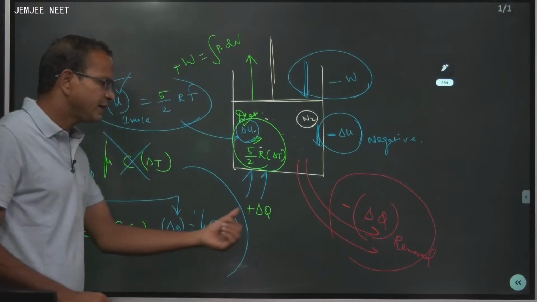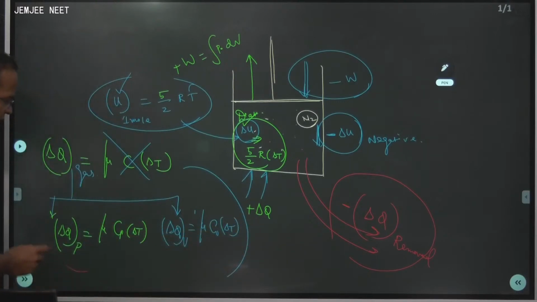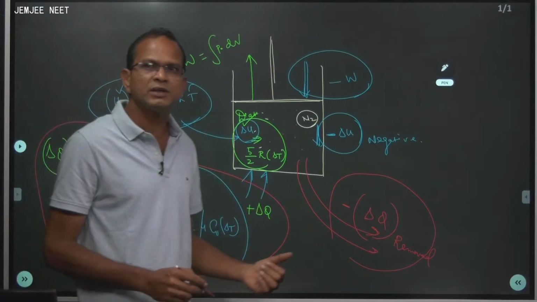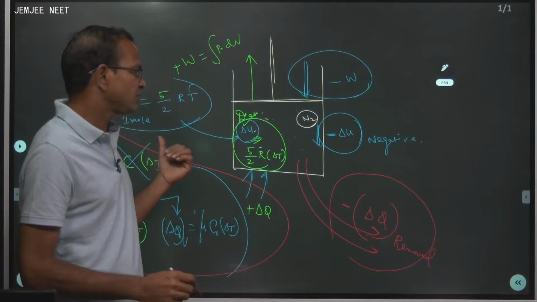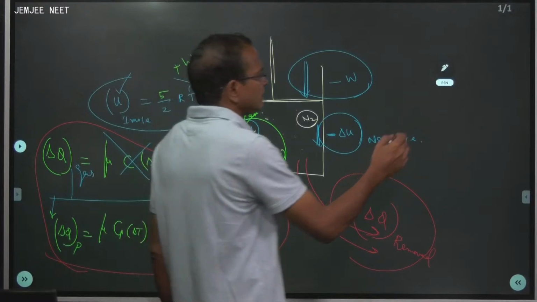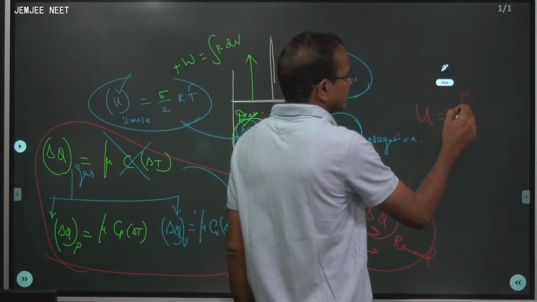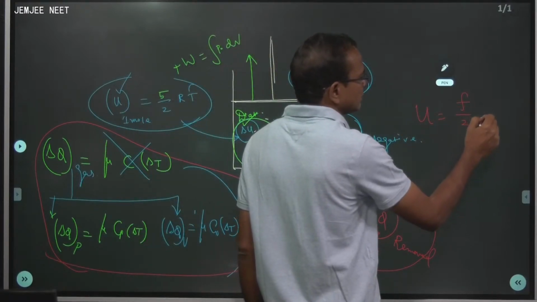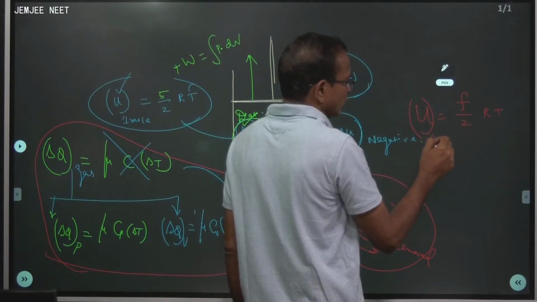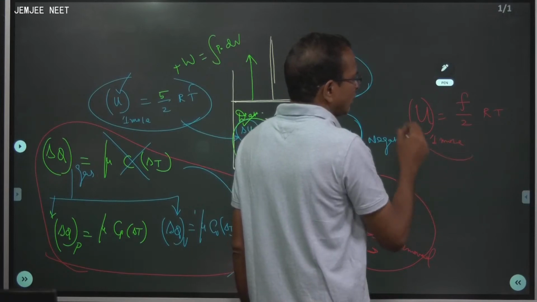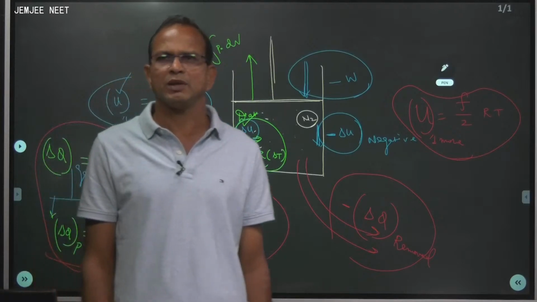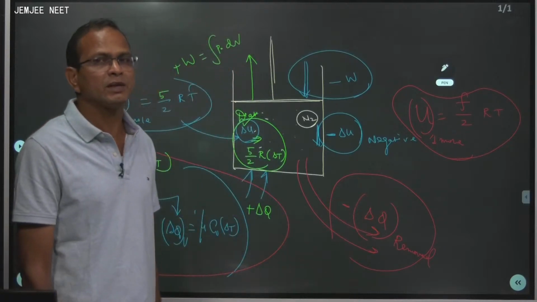What are the various formulae for delta Q? Probably we end up with these two formulae for delta Q. Good, take note of that. Then what is internal energy? All the time internal energy is a function of kinetic energy. Therefore, the internal energy is always given by F by 2 times RT for 1 mole. However many moles you have, accordingly you can put, where F is the number of degrees of freedom of that particular gas.